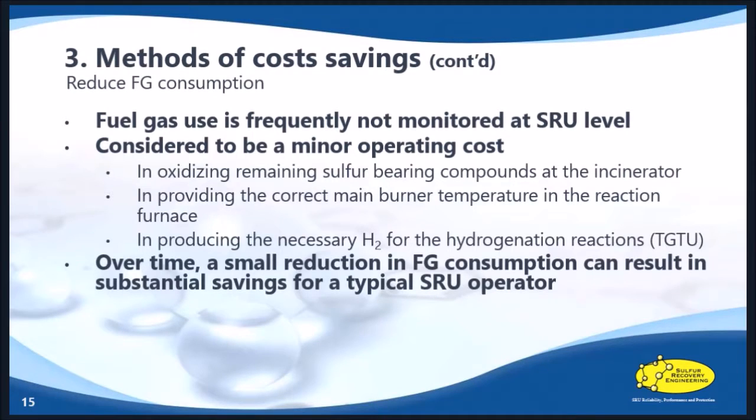Next method of cost savings, reducing your fuel gas consumption. Frequently, when we ask our clients, okay, well, are you looking at the cost of your fuel gas? Nobody seems to be saying a definite yes. They'll say, yeah, somebody's looking at it. Yes, that's this department's responsibility. Or they'll just say, no, we're just worried about our SO2 emissions. But we're using the fuel gas in the incinerator, we're using it in the main burner, we're using it in the RGG. So even if the costs of the fuel gas itself might be minimal, even a small reduction over a 1 year, 5 year, or even the lifetime of the SRU can result in substantial savings. And we'll look at an example of that in the payback period examples in the next section.